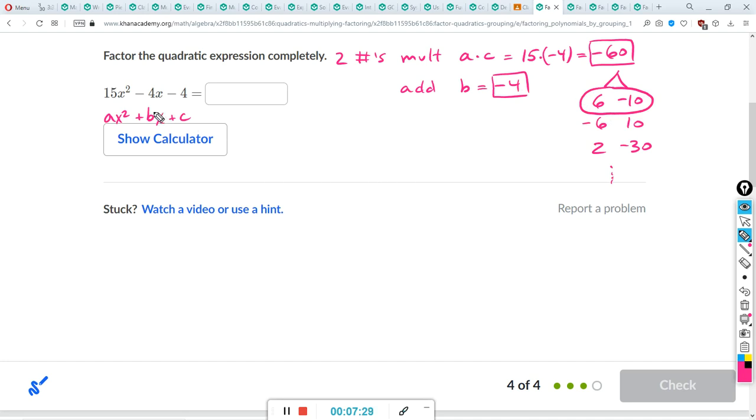So in place of the negative 4x, we're going to write 6x and negative 10x. So we have 15x squared.